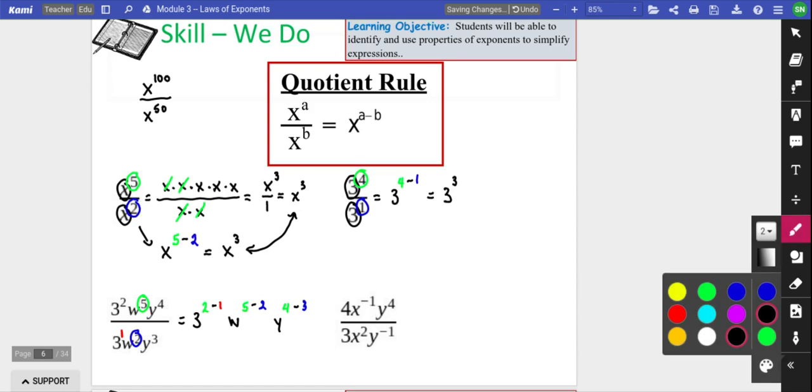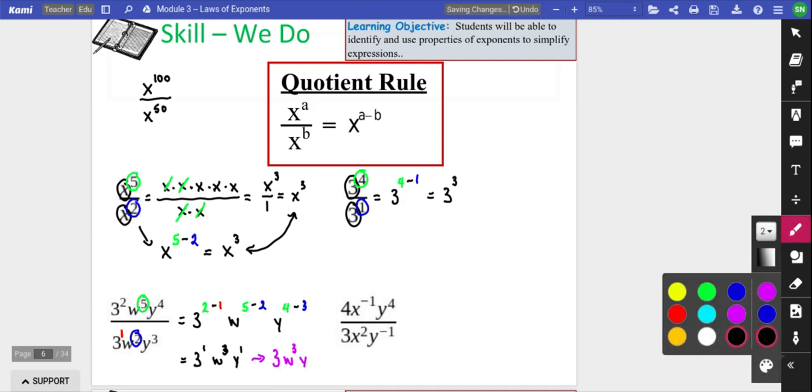Now I have to simplify. Bring down the 3. I'm looking at the exponents: 2 minus 1 gives me 1. W: 5 minus 2 is 3. And y: 4 minus 3 is a 1. Remember, if the exponent is a 1, you do not have to write the exponent. So these two are equivalent. 3w cubed y, or 3w cubed y to the first. Either one is correct.